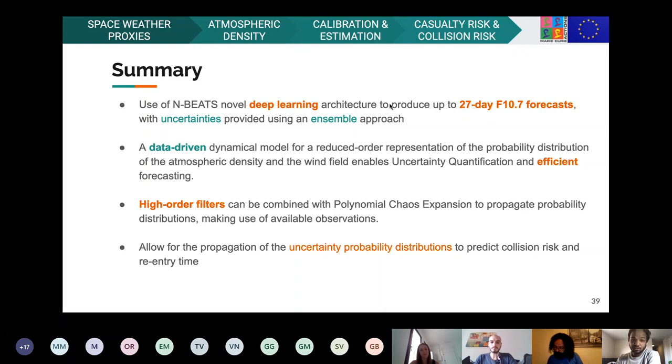Higher order filters can be combined with polynomial chaos expansions to propagate probability distributions, making use of the available observations, and allow for the propagation of uncertainty probability distributions to predict collision risk and the re-entry time.